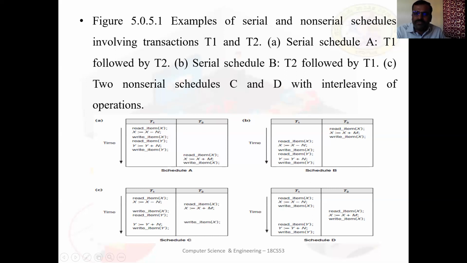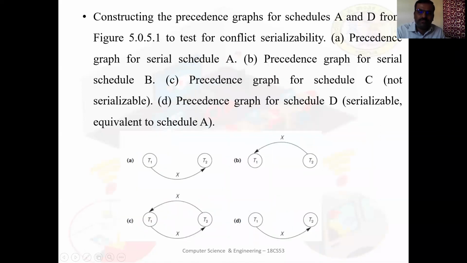In schedule D, T1 reads item X, then writes item X, then transaction T2 reads item X, then writes item X, then transaction T1 starts reading item Y. So here too there are interleaving operations.